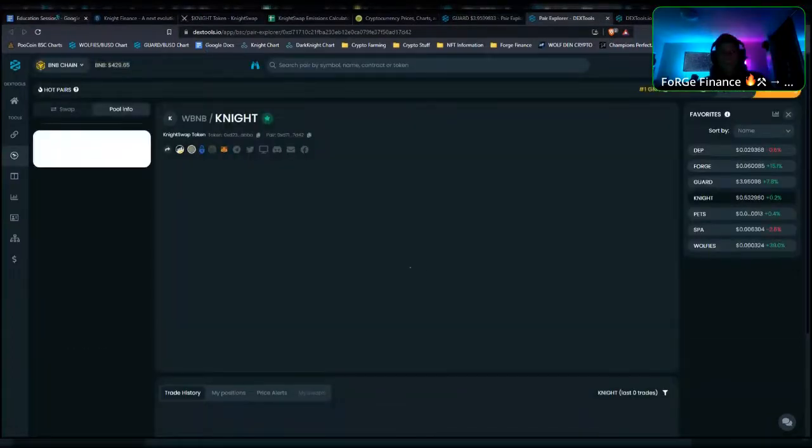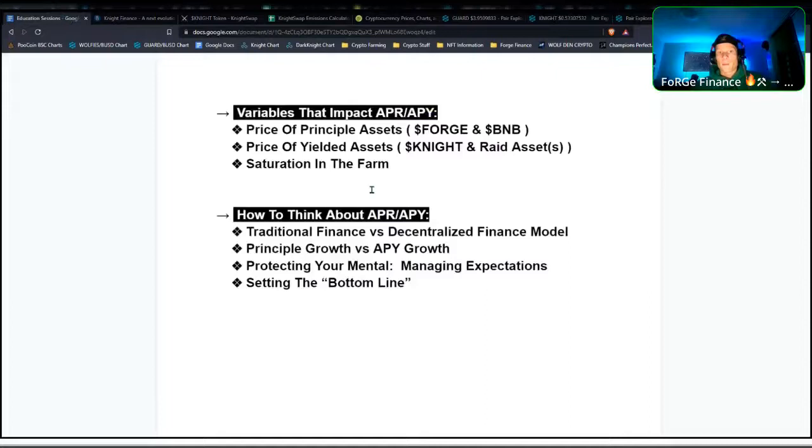Okay, so right before we jump into that, the 3 things that really affect APR and APY. The price of the principal assets of your farm. If the price of Forge goes up and the price of BNB goes up, your APR will go down. We want the APR to go down. That is a good sign. That means your principal is growing. Everybody looks at the APR, APY, and they say, well, I thought I was going to get this much.